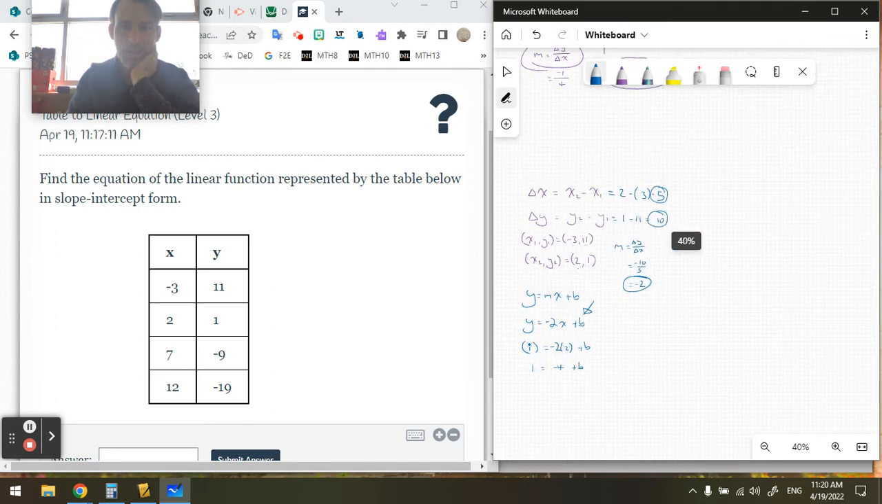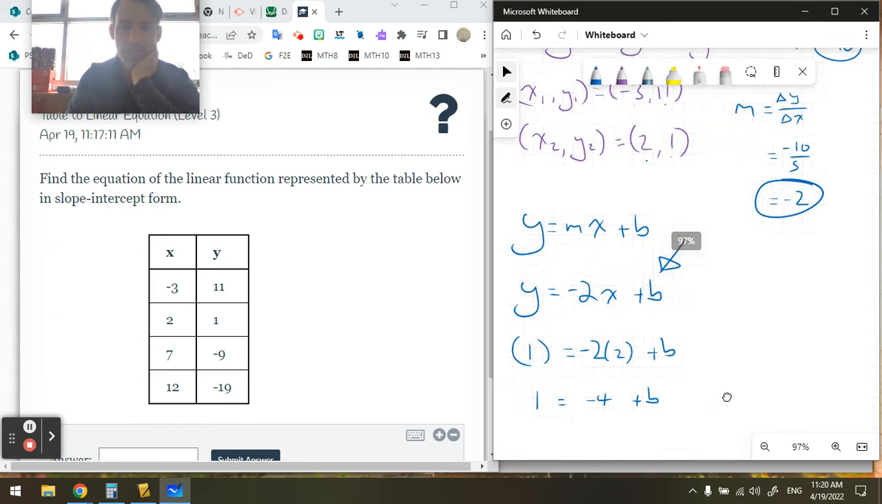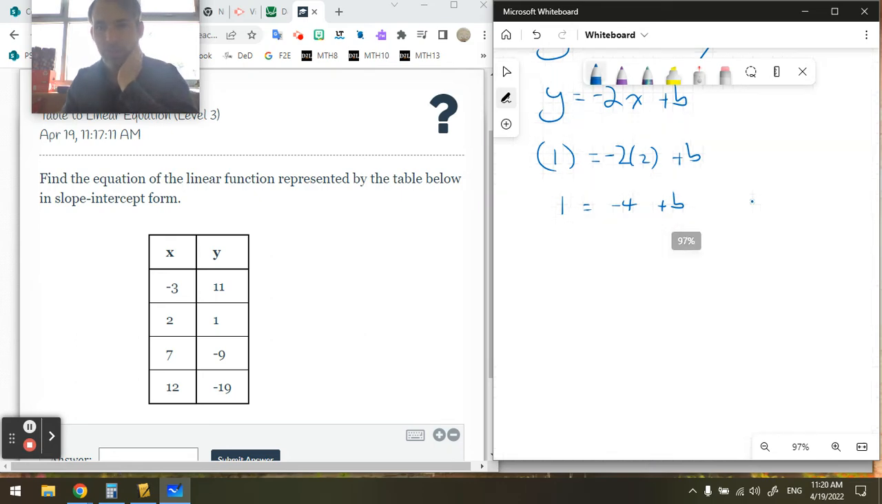Let's see why. Okay. So how do I do it? I add 4 to both sides. 1 plus 4 is 5. Negative 4 plus 4 is 0. So 5 is equal to b.